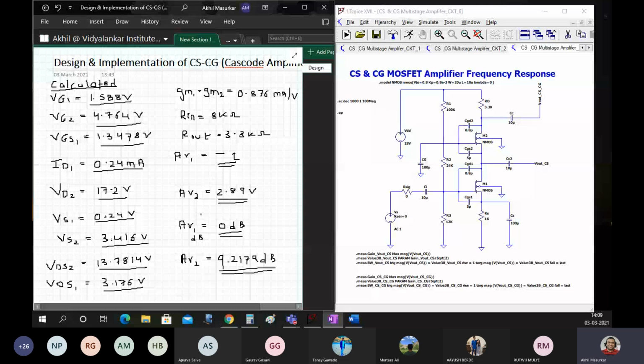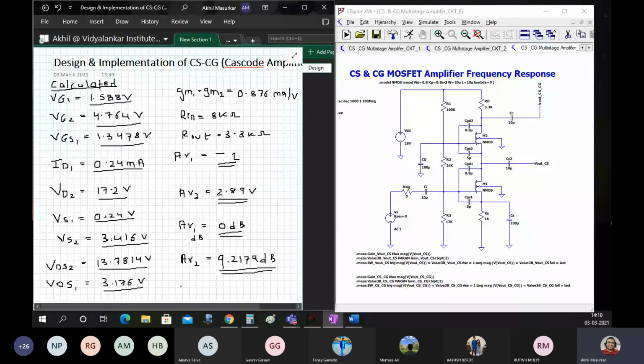Apart from this, yesterday we have calculated FCI, FL and FH. So can somebody tell me what FL and FH are? FL was, I think, 4 point something. Can somebody tell me? Please tell me the values of FL and FH.